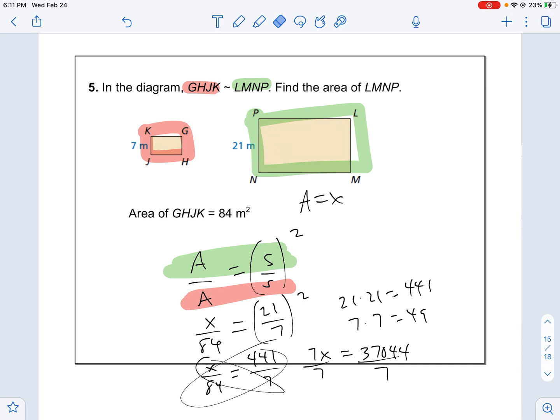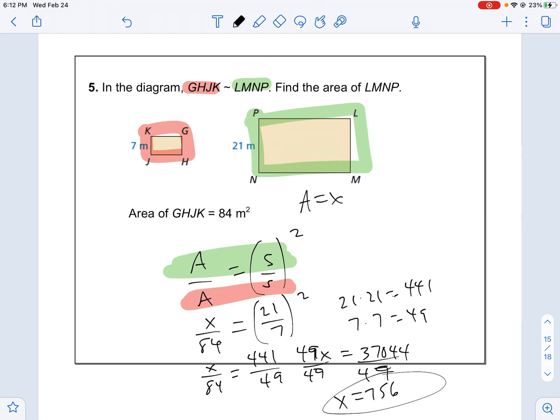And I made a mistake. Just wondering why I was getting such a big number. This should be 49. Sorry, guys. 49. We're going to divide by 49. I apologize. Seemed a lot bigger than I wanted. And it happens. All right. Looks like we're going to get that x is 756. And there we go.